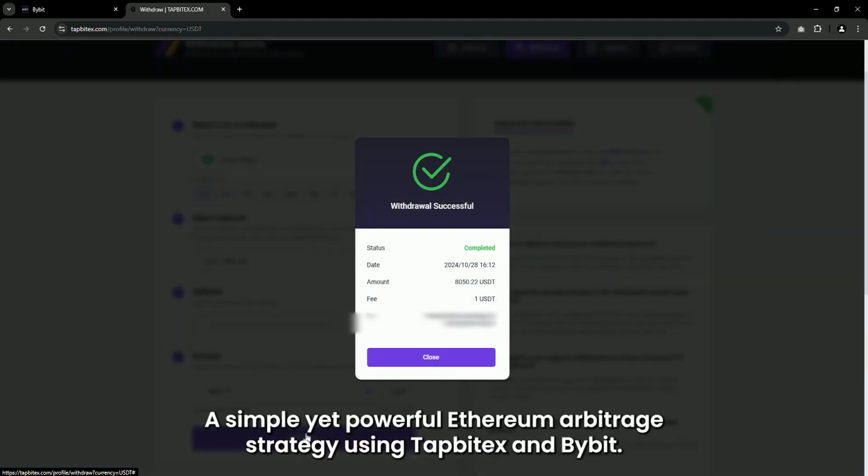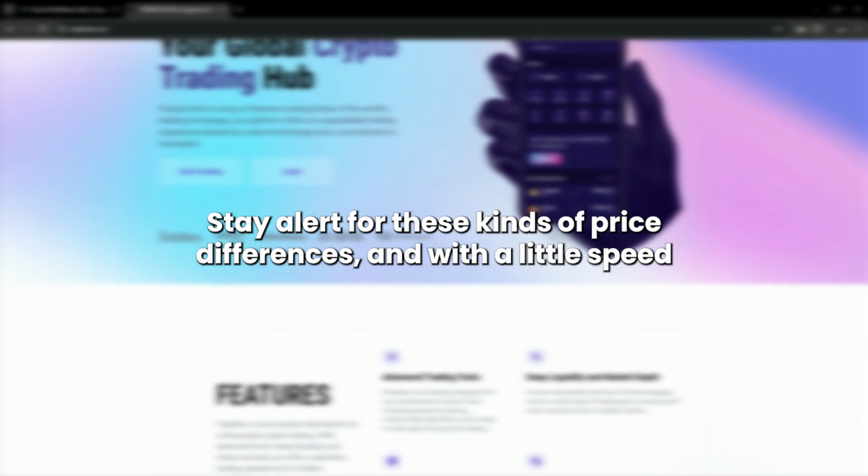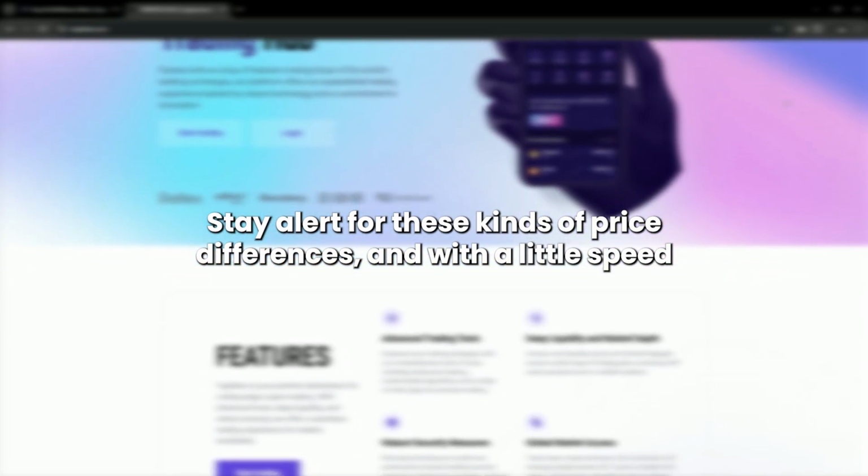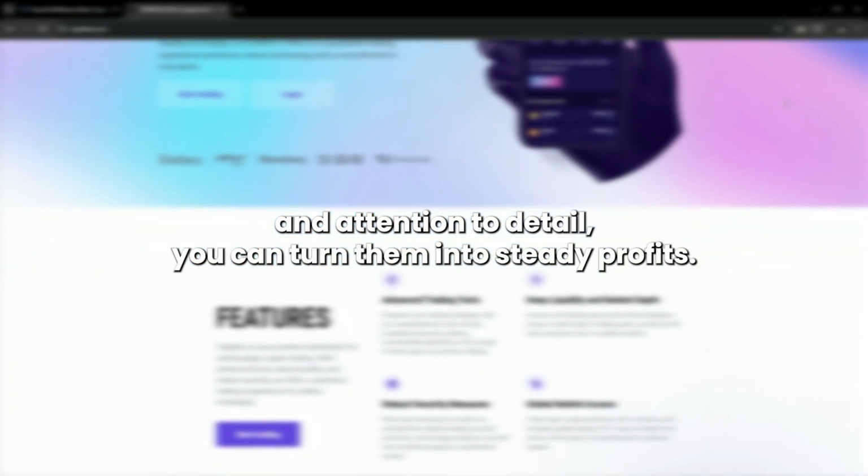And that's it, a simple yet powerful Ethereum arbitrage strategy using Tapatex and Bybit. Stay alert for these kinds of price differences, and with a little speed and attention to detail, you can turn them into steady profits.